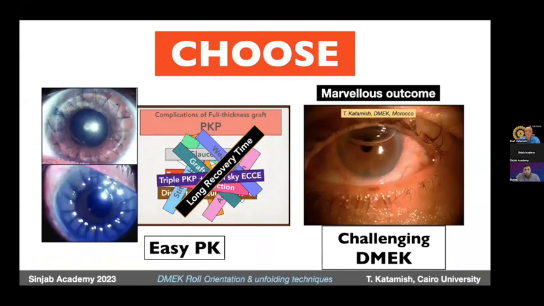So as I always say, you have to choose between the easy penetrating keratoplasty with a lot of complications and long-term recovery, and the challenging DMEK with its marvelous outcome.